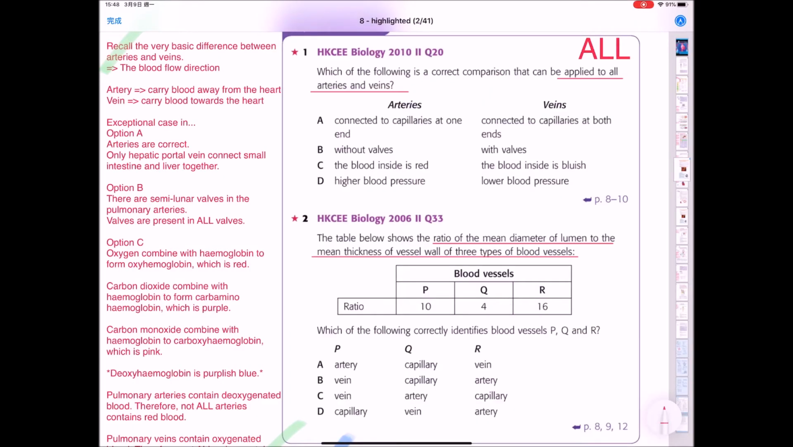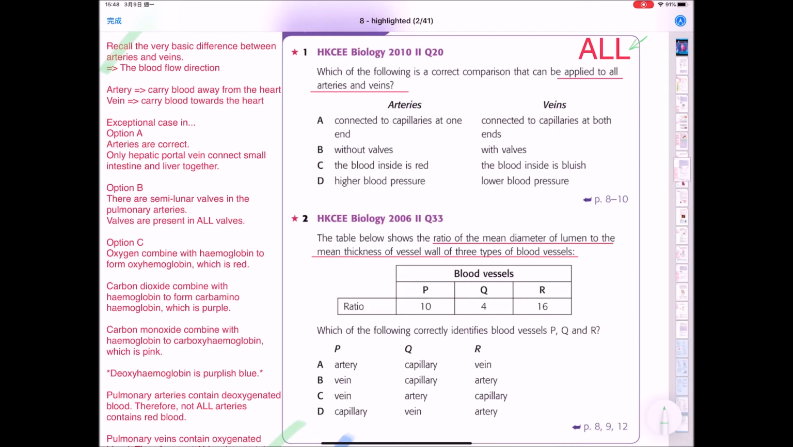In this video, I'm going to talk about the questions on blood vessels. For the first one: which of the following is a correct comparison that can be applied to all arteries and veins? Remember the keywords in MC questions in biology are "all", "some", "any". Once you see this kind of adjective, be very, very careful.